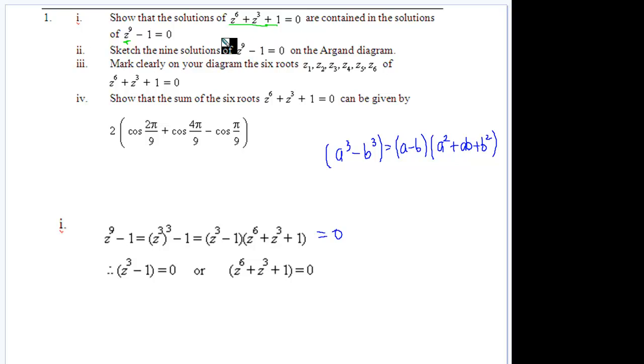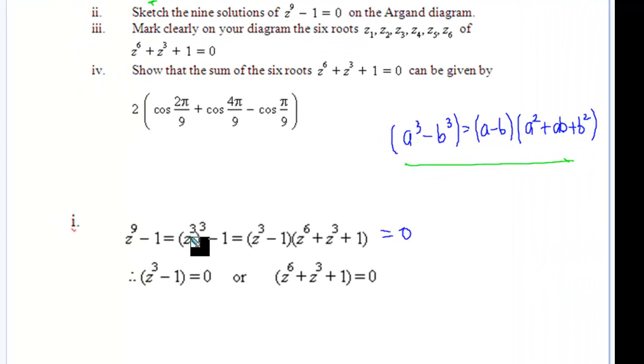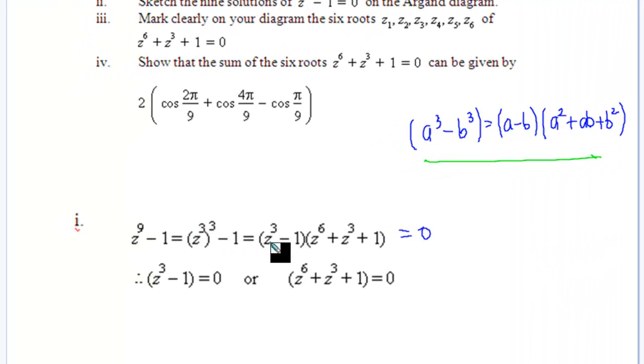So what we want to do is show that the solutions of that equation are contained in that equation. Now, they can seem really hard, but if we remember this rule, we can start manipulating it: z to the power of 9 minus 1 is equal to z cubed all cubed minus 1, and then we get z cubed minus 1 times z to the power of 6 plus z cubed plus 1 is equal to 0.